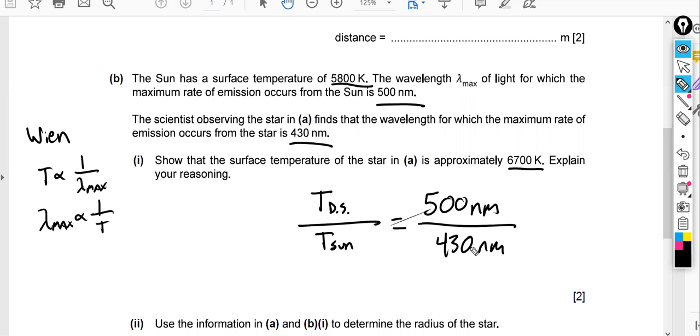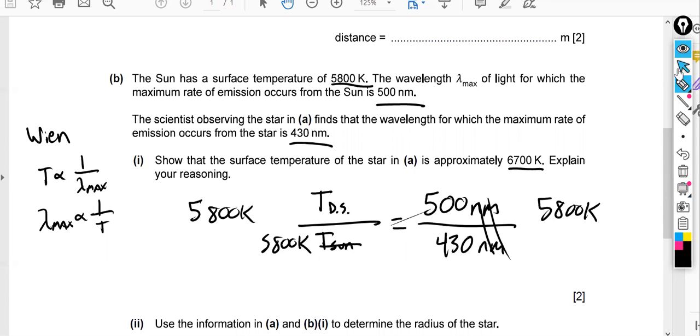And since I plugged in values here, I might as well just plug in the temperature of the sun, 5,800 Kelvin, and there's your solvable equation for deducing the temperature of this distant star. So you're going to take the ratio 500 to 530 and multiply it by 5,800, right? If we multiply both sides of this by 5,800 Kelvin, our units here cancel, nanometers cancels, and we're left with degrees Kelvin.